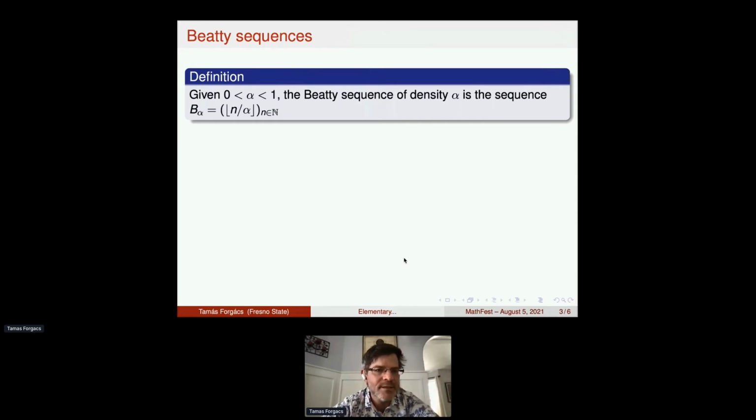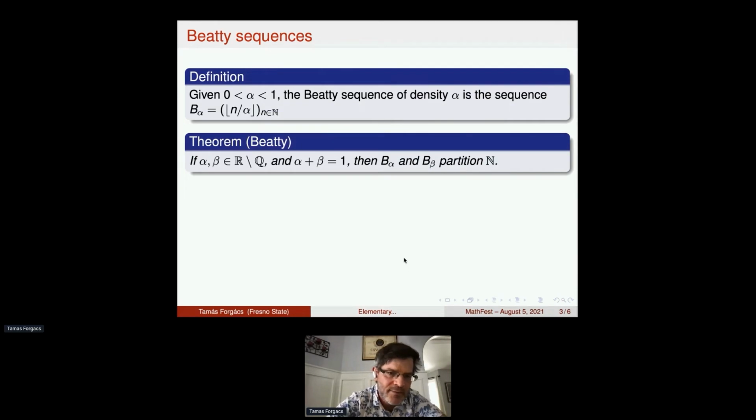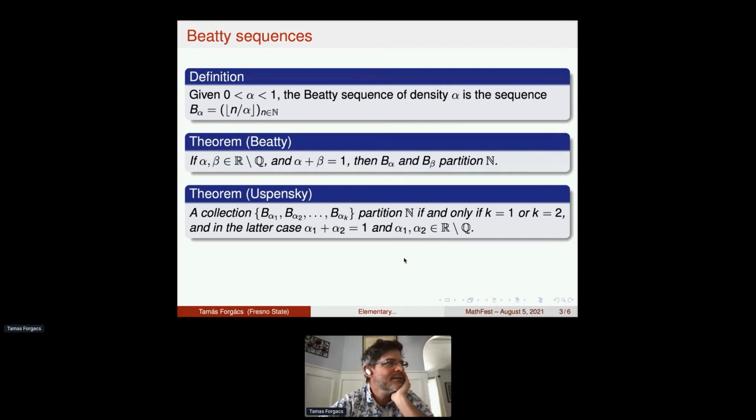A Betty sequence is really a sequence of integers defined this way, with an associated density that we call alpha. It's a famous, old theorem of Betty that if you have alpha and beta both irrational that sum to 1, well, we like them to be positive, then the associated Betty sequences partition the natural numbers. And so Ouspensky, this is 1929, proved that a collection of Betty sequences will partition the natural numbers if and only if either there's only one of them or there are two of them and their associated densities satisfy this condition.